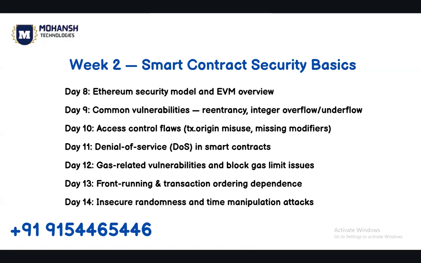Day 10, access control flaws, tx.origin misuse, missing modifiers, and denial of service, DoS in smart contracts. Day 12, gas related vulnerabilities and block gas limit issues and all. Day 13, front running and transaction ordering dependence. Day 14, insecure randomness and time manipulation attacks.